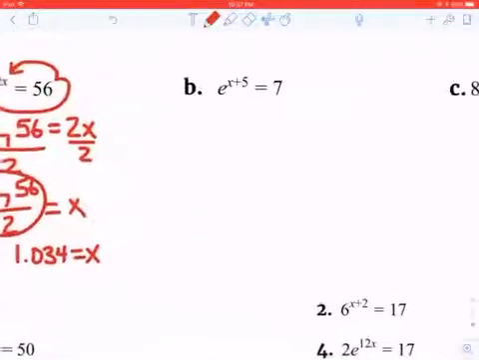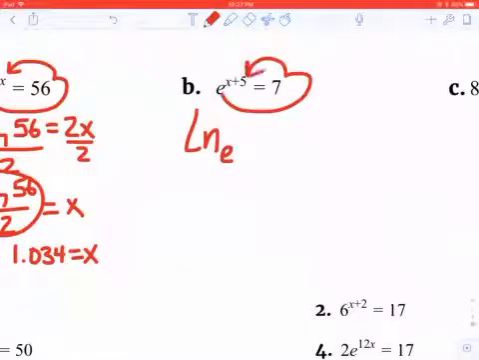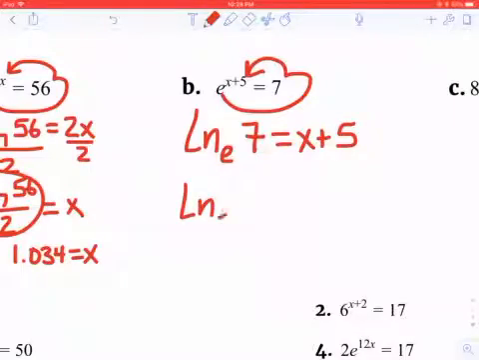All right, so let's look at another example. We have e to the x plus 5 power equals 7. So e needs to have natural log, because that's the one that has a base of e. So natural log base e of 7 is equal to x plus 5. To get our exact value, we just get x by itself. So we just need to subtract 5.